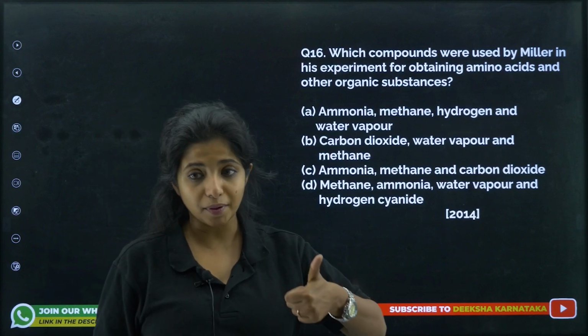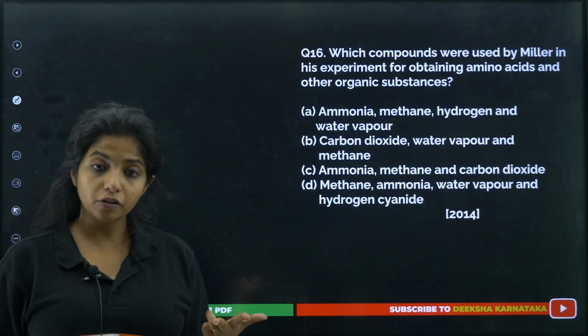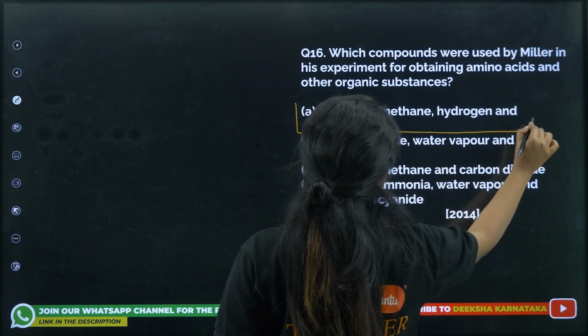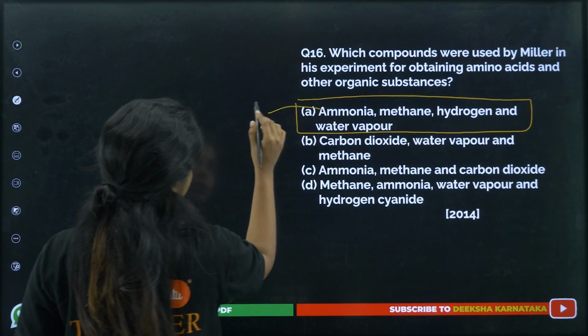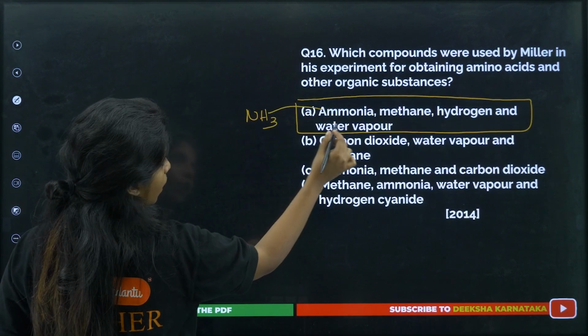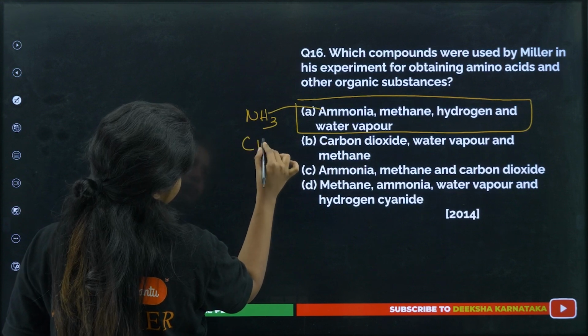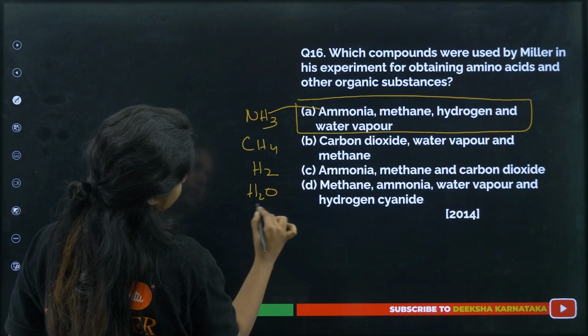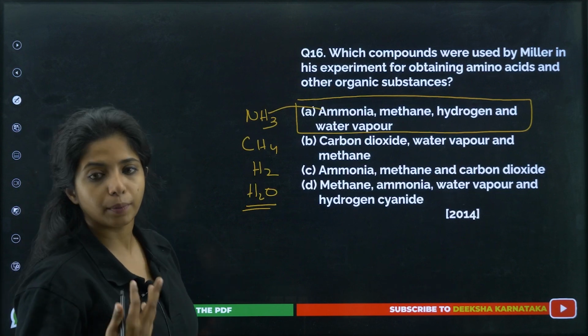Which compounds were used by Miller in his experiment for obtaining amino acids and other organic substances? I told you it was ammonia, methane, hydrogen and water vapor. So the first option is the correct option. How do you write ammonia, children? NH3. How do you write methane? CH4. How do you write hydrogen? Hydrogen gas like this. Water vapor, H2O. Or you just write water vapor. Okay?